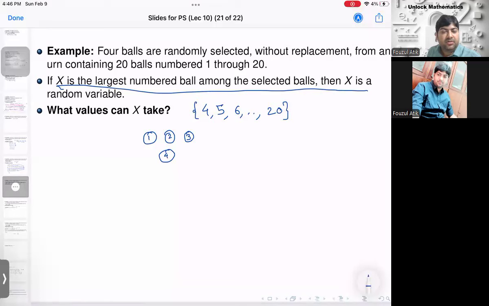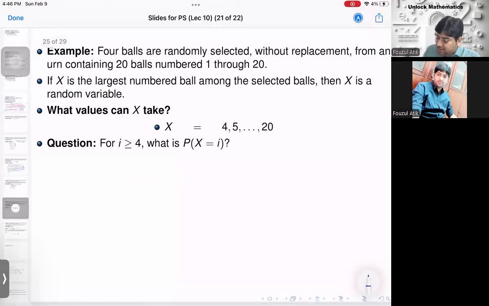Because all the four balls have some number, in the minimum case it should be at least four. Other than that, it can go up to 20. So X can take all these values 4, 5, 6 up to 20. And then for i greater than or equal to 4, what is the probability of X equal to i?